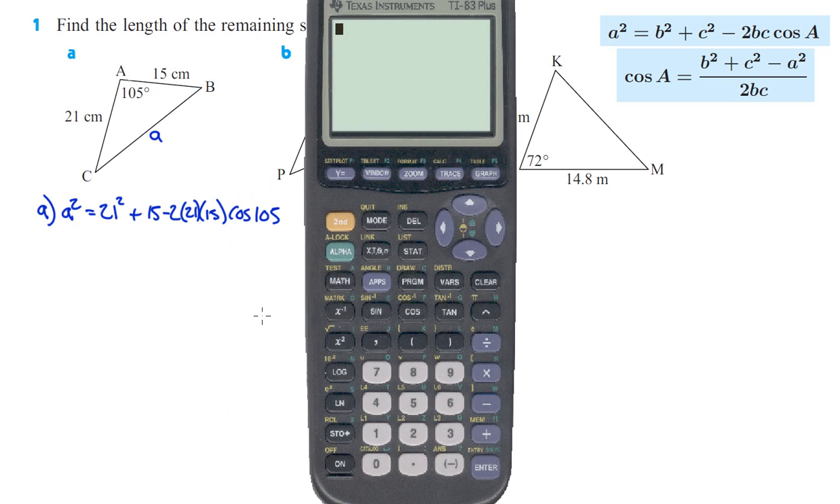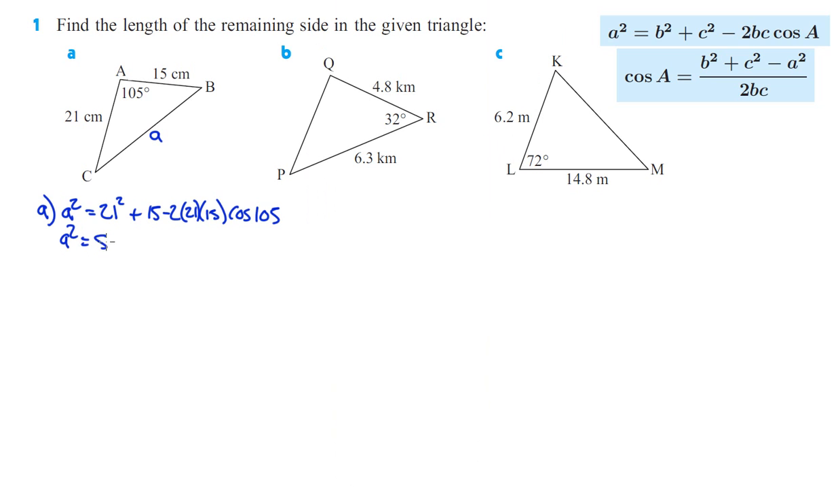Okay, so you should be able to enter this all in one big shot and hit equals, and that'll give you what A squared is. So let's try that. So 21 squared plus 15 squared minus 2 times 21 times 15 cosine of 105. And that gives us 829.05. So we get that A squared equals 829.05, right? So we'll want to square root both sides to figure out what plain old A is.